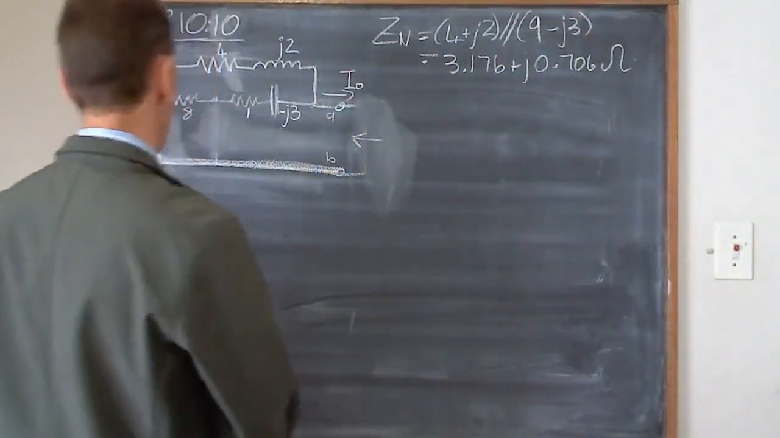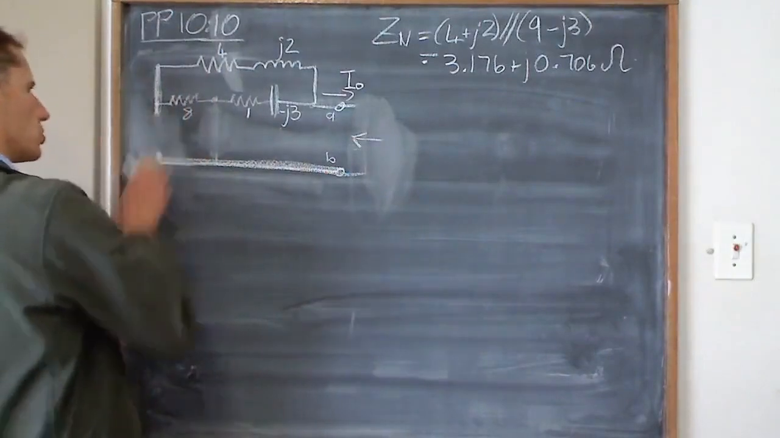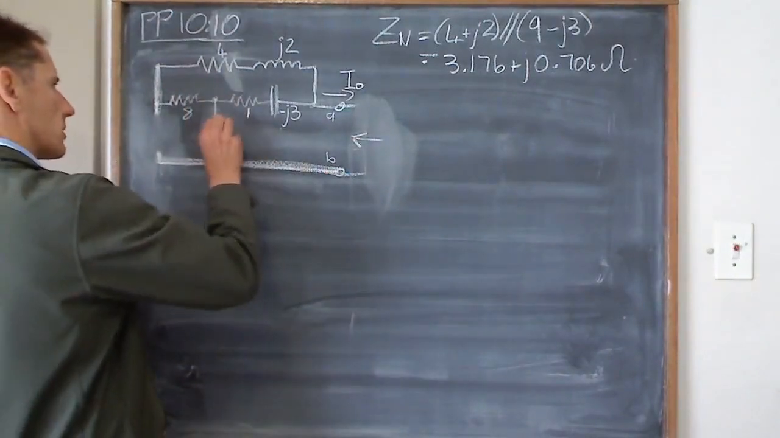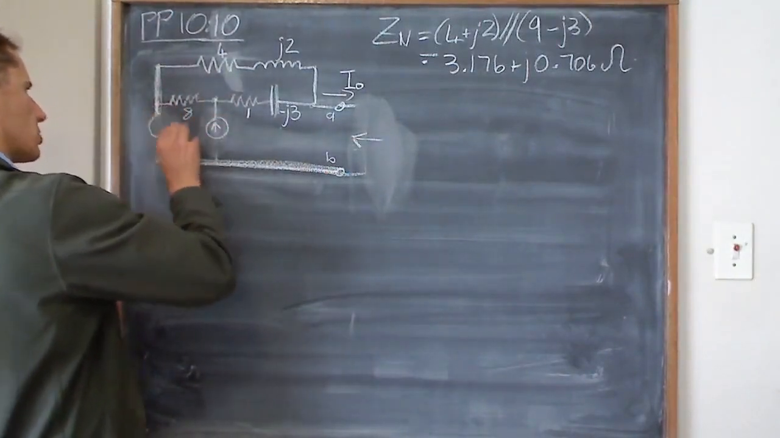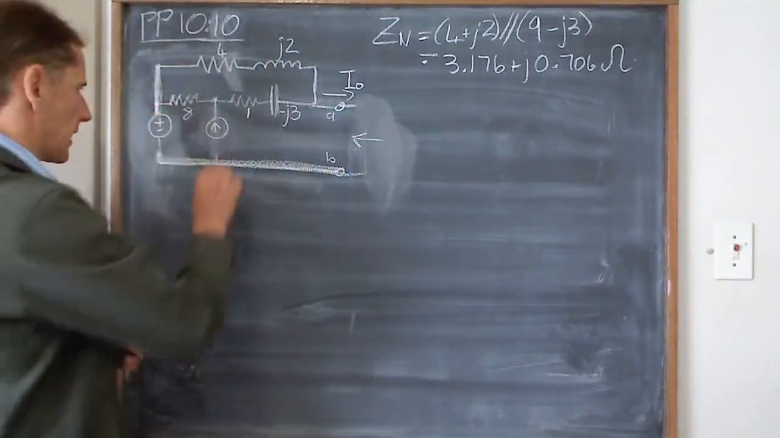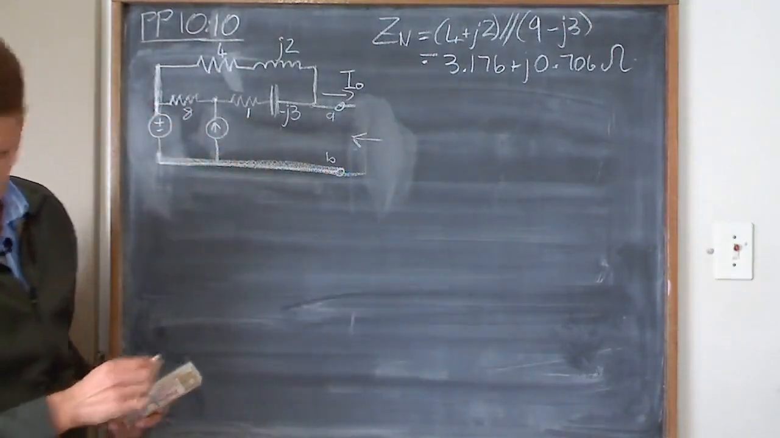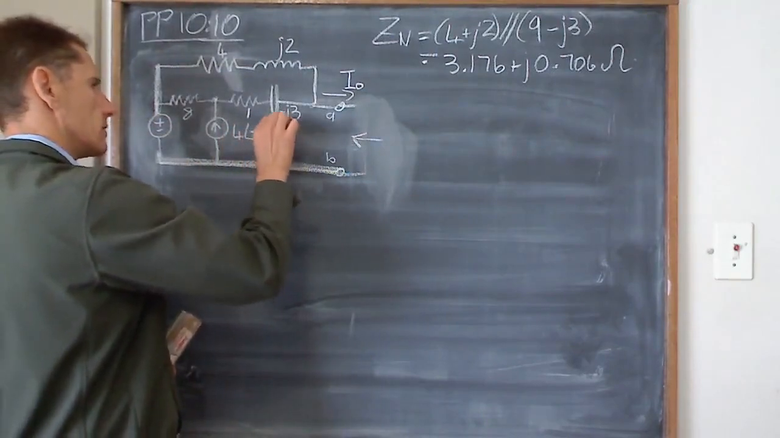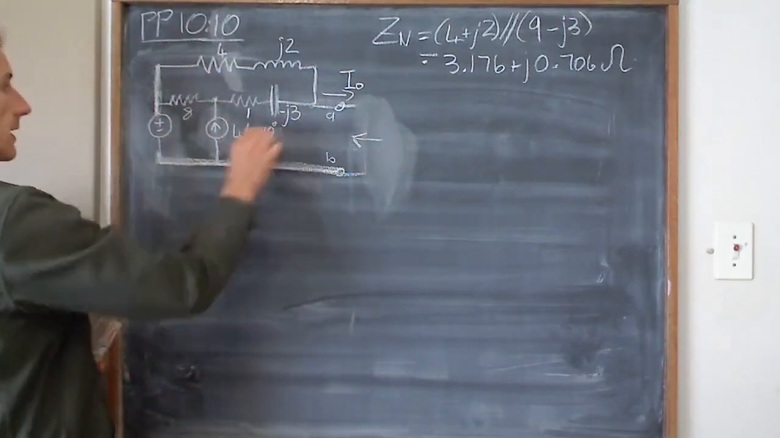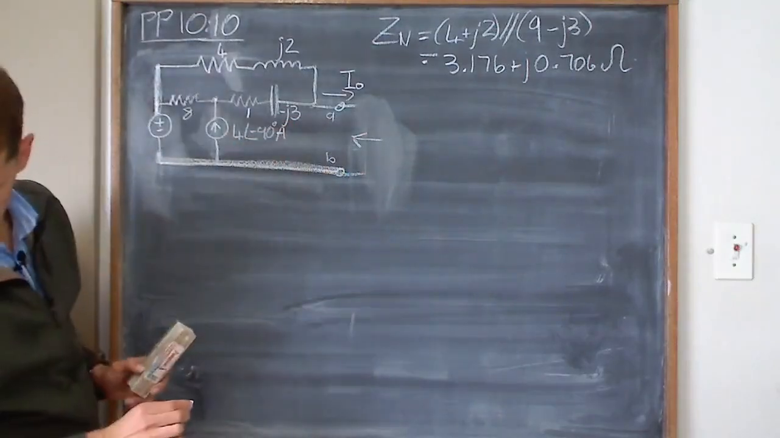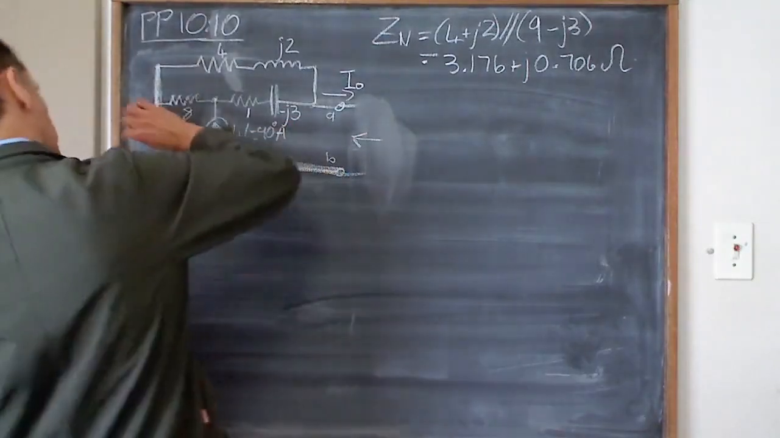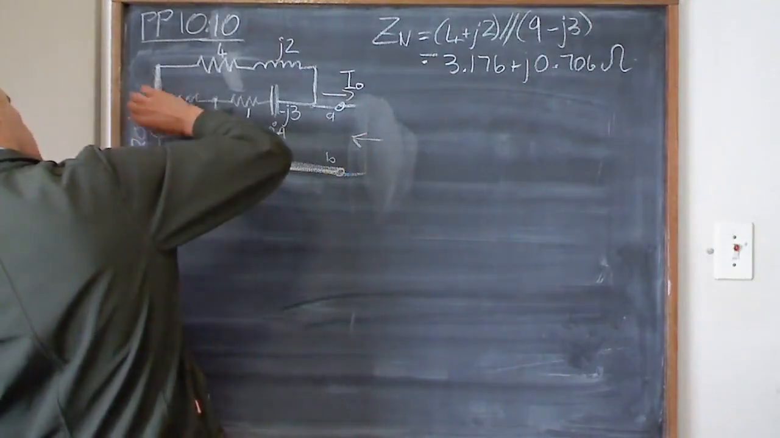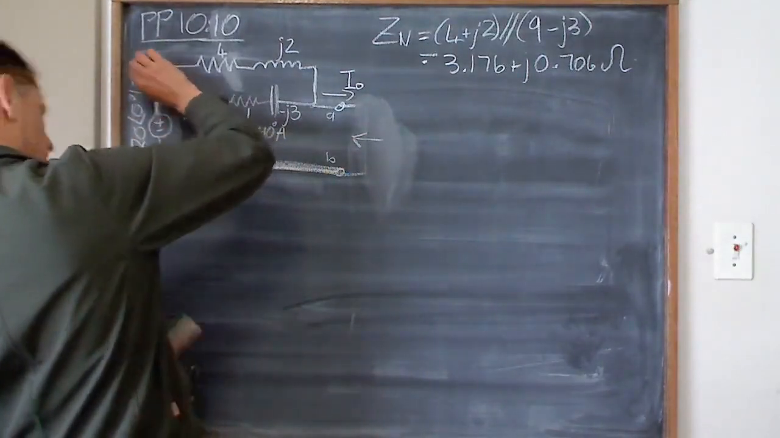Now I'm going to need the Norton current. So now I just need to put back all the stuff that I took out. So current source comes back, voltage source comes back. What were the values again? 4 angle minus 90 degrees amps. And the voltage was 20 angle 0 degrees volts.